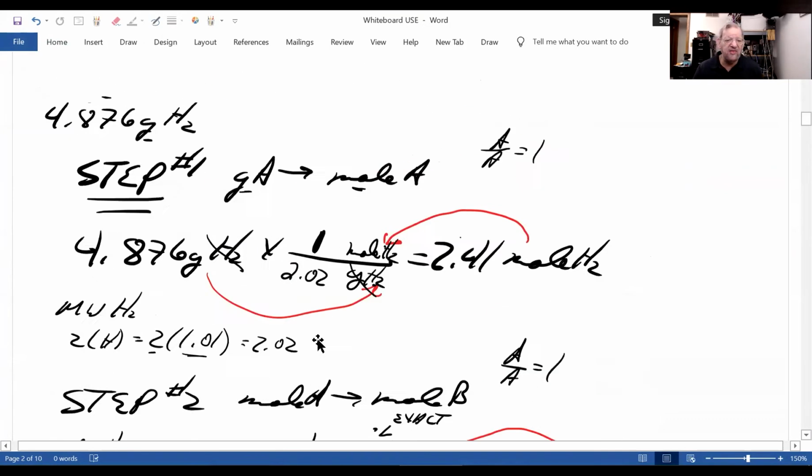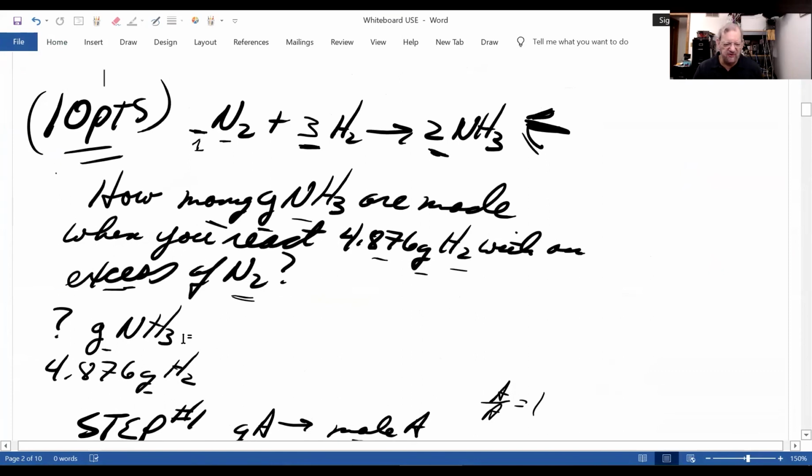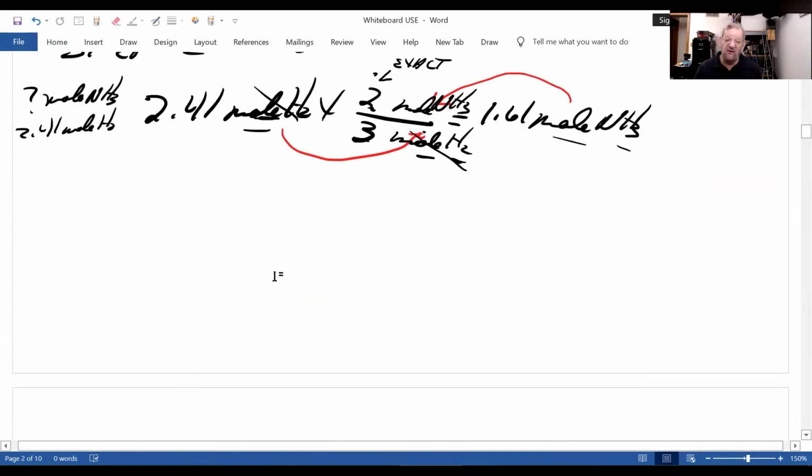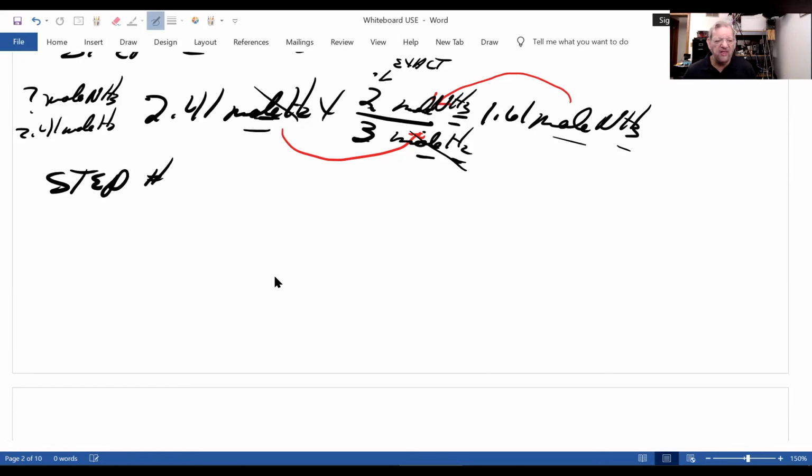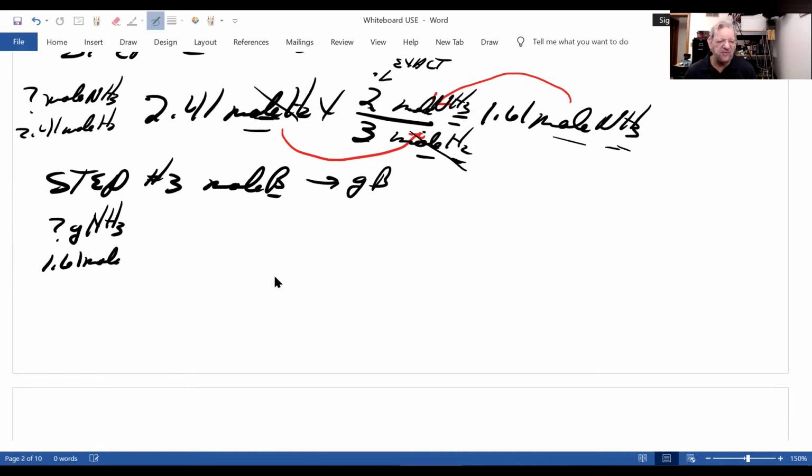Am I done? No, because I'm trying to get the grams of ammonia. But I have moles of ammonia, and I'm in a good spot now to do step number 3, moles of B. In this case, B is now ammonia, to grams of B. So what that really says is I'm trying to find grams of ammonia, and I have 1.61 moles of ammonia.